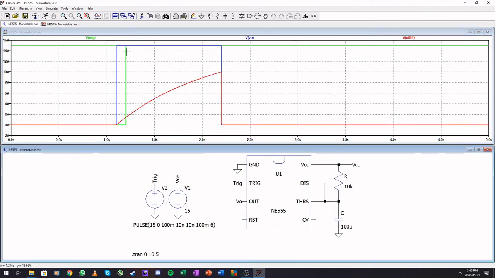Let's look at the only other place that we can look at, and right there. The moment we triggered, the capacitor started charging until it reached 10 volts, and 10 volts is a third of our VCC voltage, which is 15. So our monostable is working fine. Alright, let's jump over to the 50% duty cycle astable.